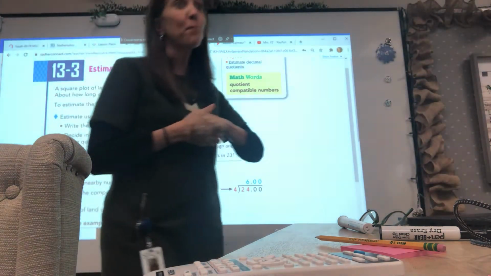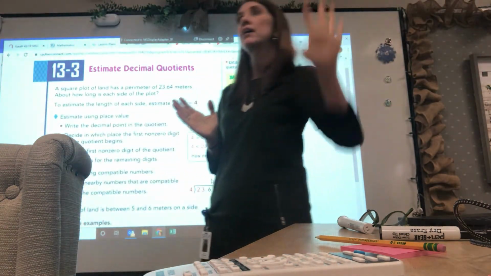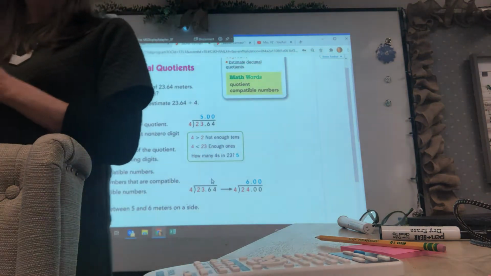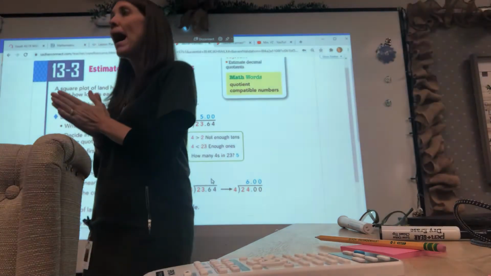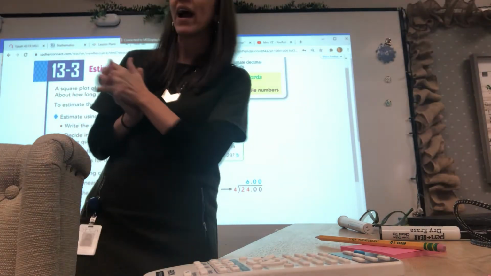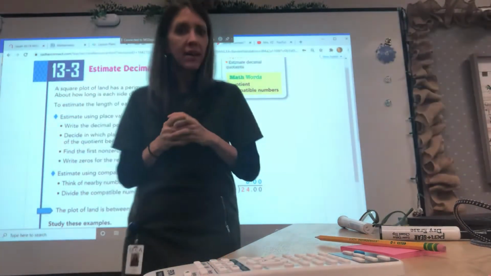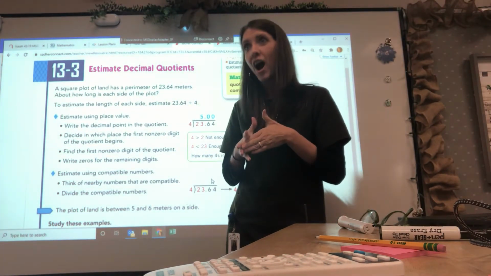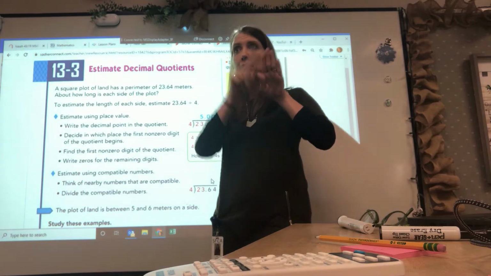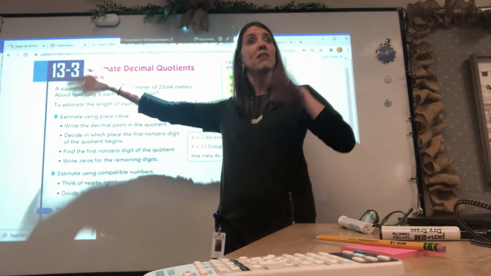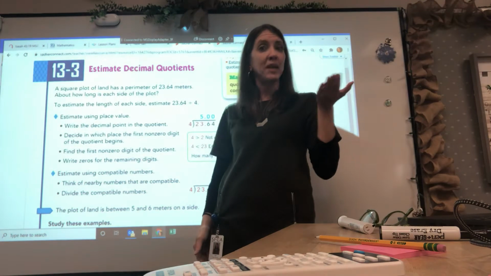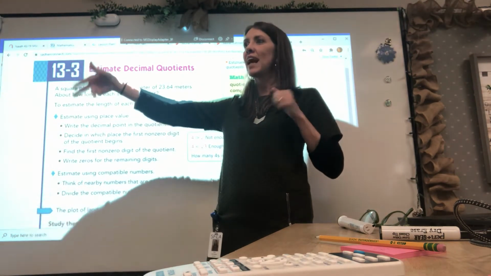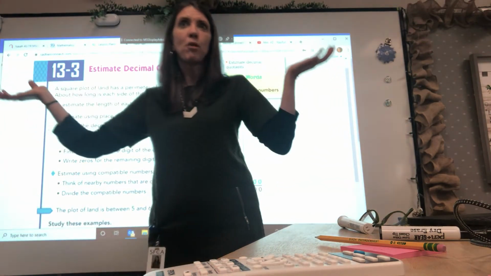If you remember back when we were in chapter 12, we learned about multiplying and dividing by powers of 10. There's a difference between powers of 10 and multiples of 10. Multiples of 10 are if you take 10 and you multiply it by 1, by 2, by 3, by 4, by 5, by 6, by 7, by 8, by 9. So the multiples of 10 would be 10, 20, 30, 40, 50, 60, 70, 80, 90. Does that make sense?